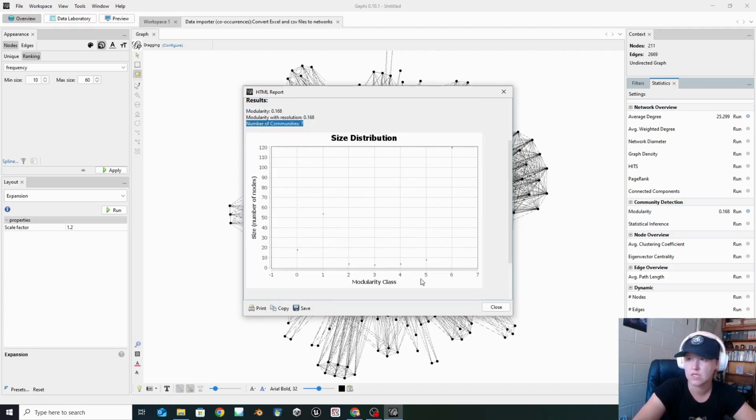Now, down here, you can see how those are distributed in terms of the number of nodes that they're talking about. We have this one here, which is number 6. Number 6 is talking about 120 of our nodes, right? So that's saying that roughly half of these nodes are in one cluster. So this is a big cluster. This is a big community. This is a big topic.